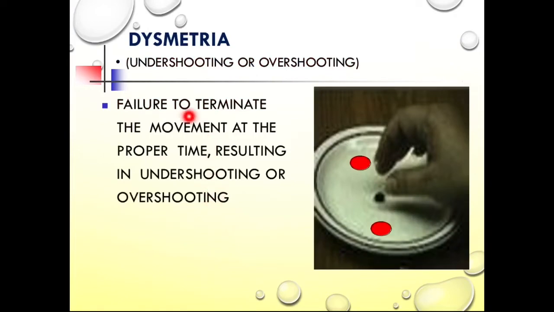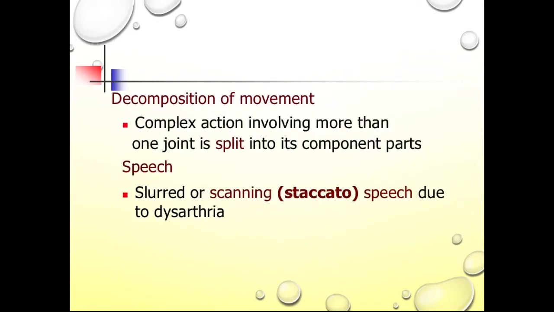Dysmetria is undershooting or overshooting. You ask the subject to pick up this object, but that person will end up reaching either over there or over here, and won't go to the destined area. Decomposition of movement, that we have covered. Then there is scanning or staccato speech due to dysarthria.